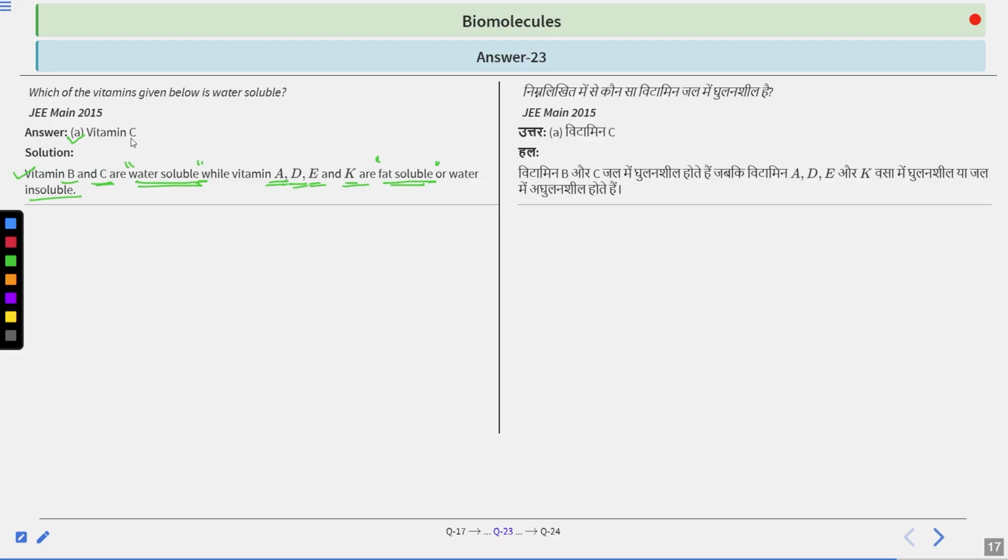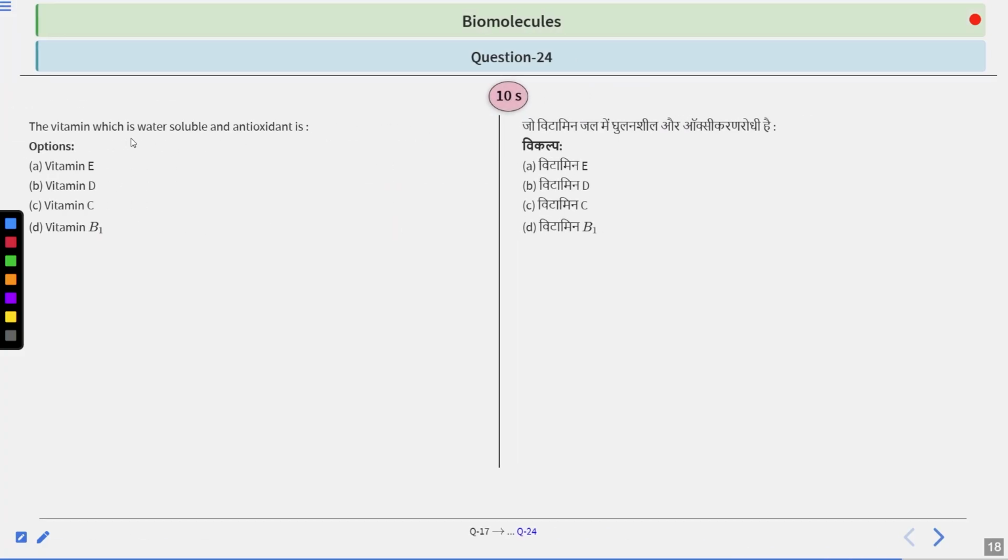Moving on to our next question. The vitamin which is water soluble and antioxidant. Now we have given two properties of a vitamin. You have to tell which vitamin from the options matches these two. Options are vitamin E, vitamin D, vitamin C, or vitamin B1. You have 10 seconds to think about this question. After that, we will see the answer.